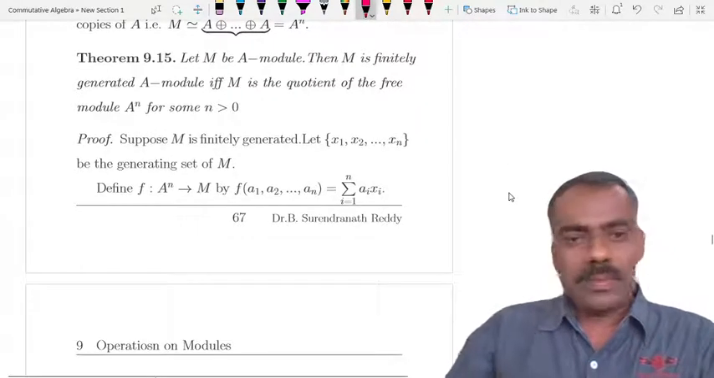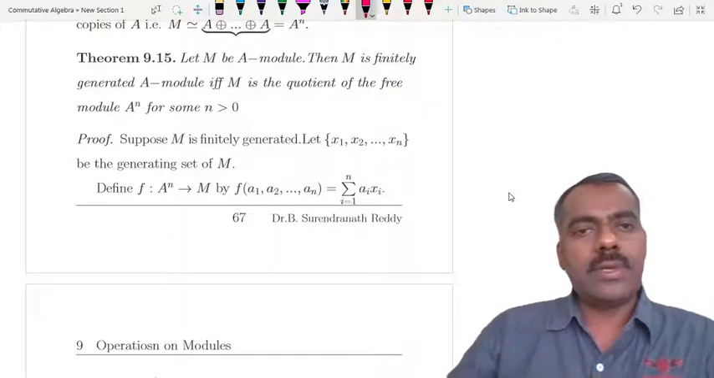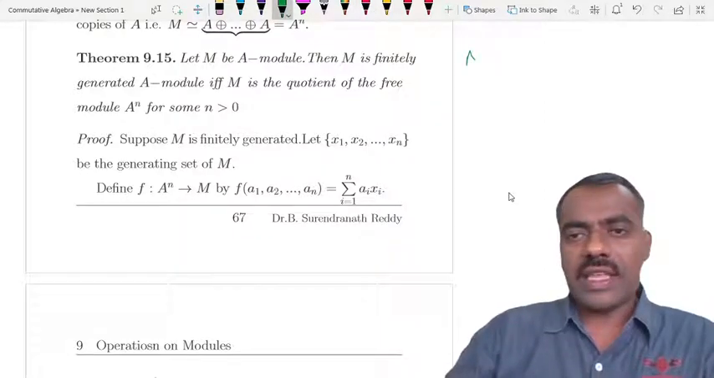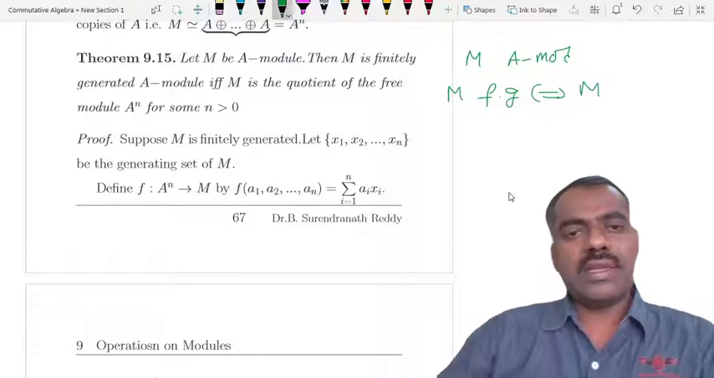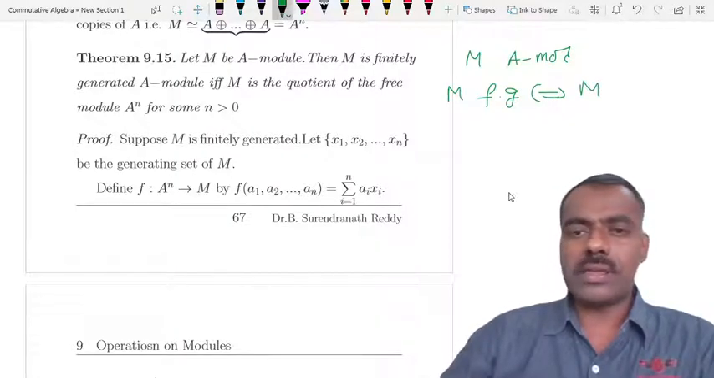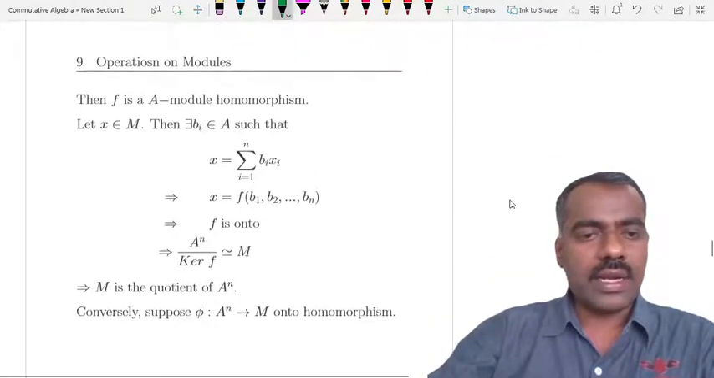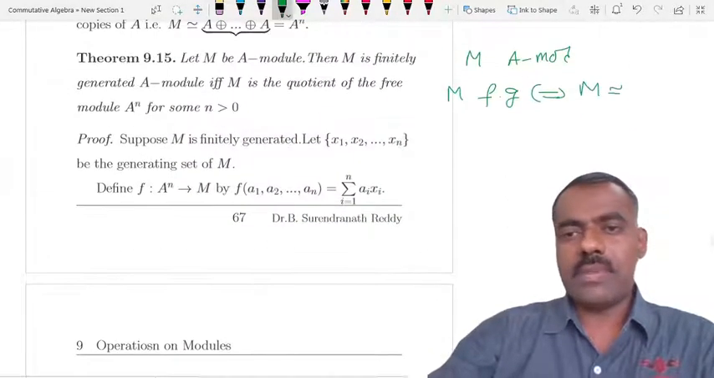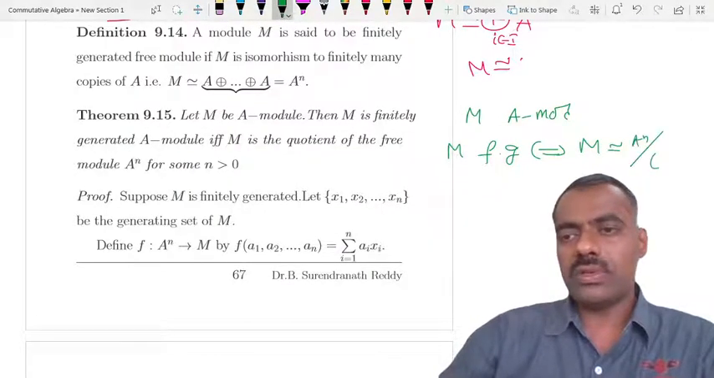Fine. Now we'll see some proofs and results related to finitely generated modules. You start with M an A module. Then M is a finitely generated A module if and only if M is isomorphic to a quotient of A^n. So how can you write this? This M is the quotient of the free module A^n modulo something.